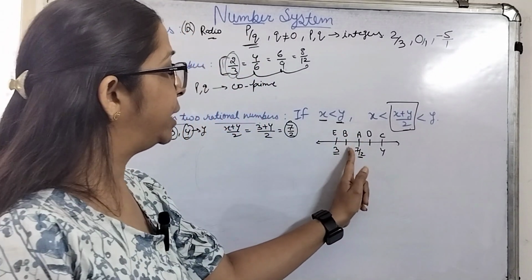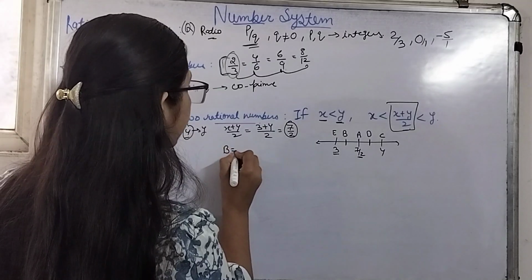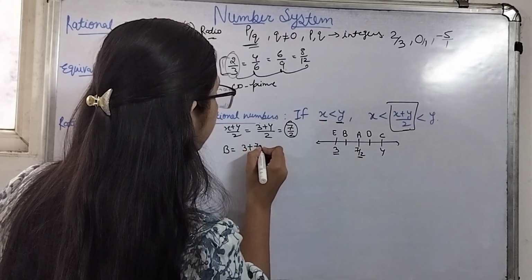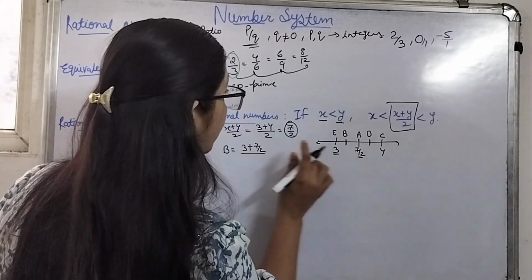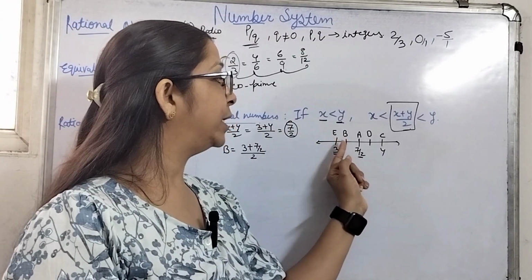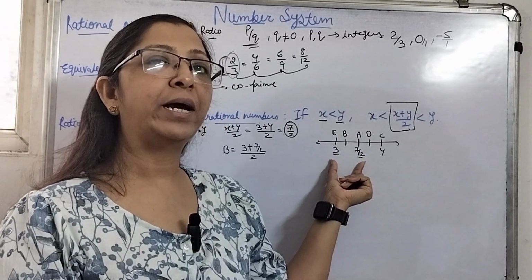Now the point B, what will be the value for point B? B will be (E plus A) by 2, that means it will be (3 plus 7 by 2) divided by 2. Sum of these two numbers divided by 2. This will be the value of B, and this point B will lie exactly between 3 and 7 by 2.